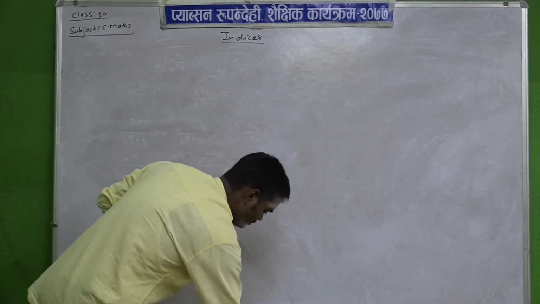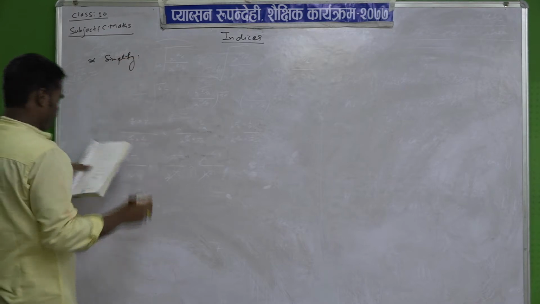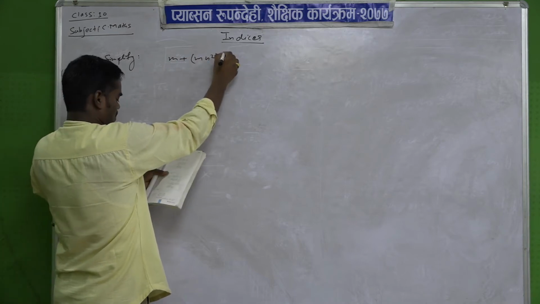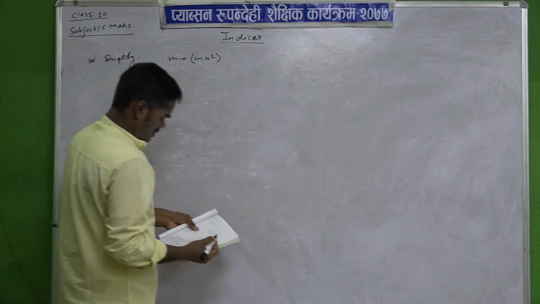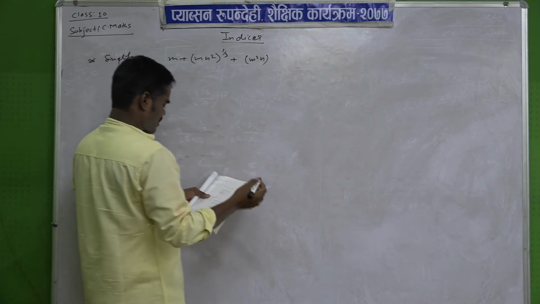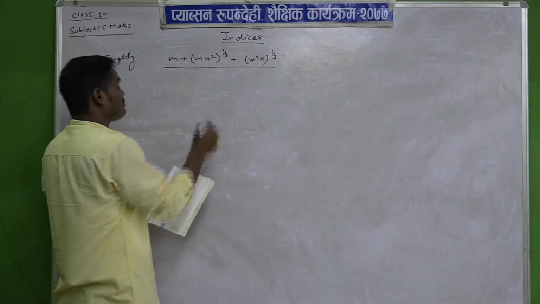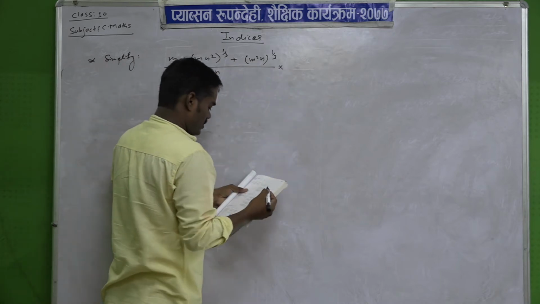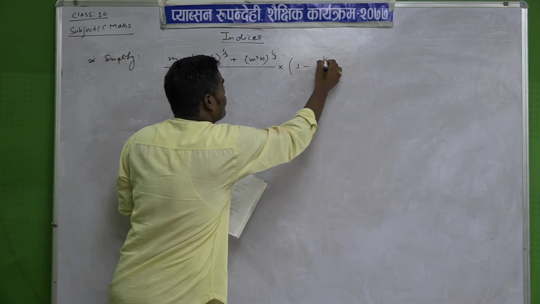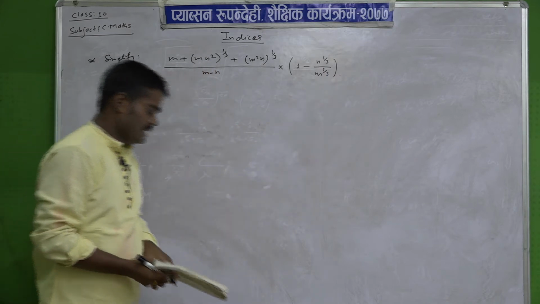See here, next is simplify: m plus mn square whole power 1 by 3 plus m square n whole power 1 by 3, whole upon m minus n into 1 minus n power 1 by 3 upon m power 1 by 3. So we have to simplify this, and you are watching.